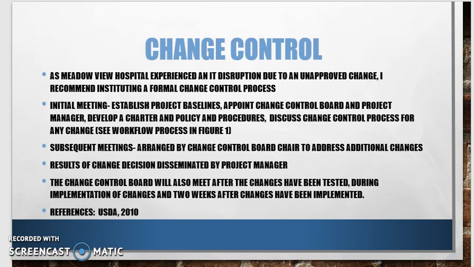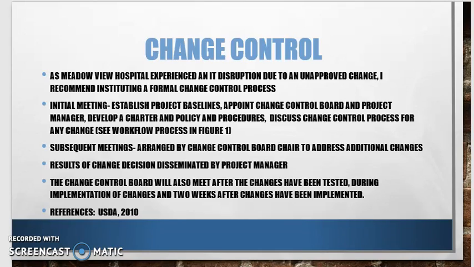Okay, so what I'm going to talk about first is the change control process. As I said, MetaView had experienced an IT disruption due to an unapproved change, and what I recommend is they institute a formal change control process. When you have a change control process, you first of all need to establish the project baselines. And you need to appoint a change control board. People who are usually on this committee are people who are responsible for making the ultimate decisions at the facility. That might be the CEO, the CIO, CFO, IT leadership, and VP of nursing.